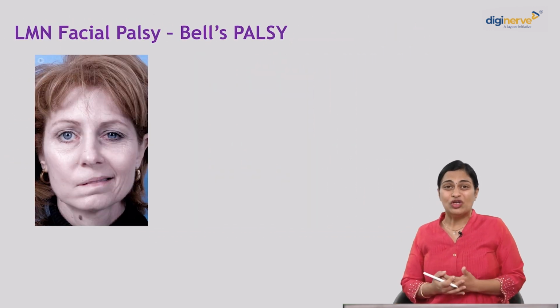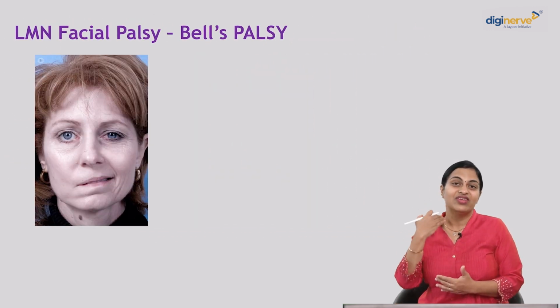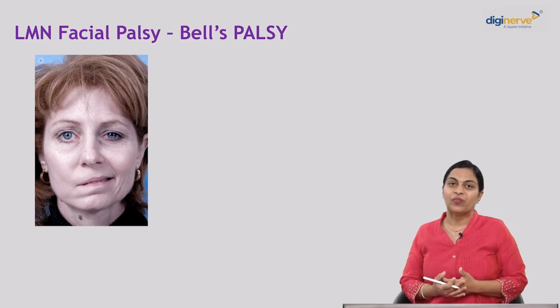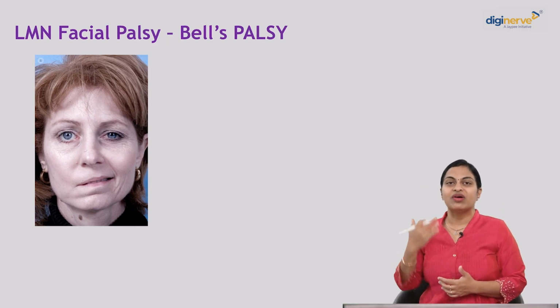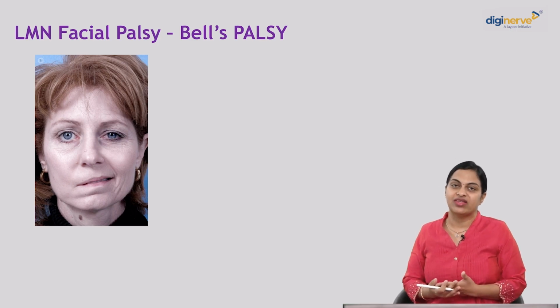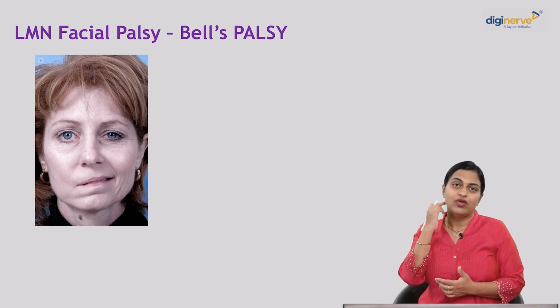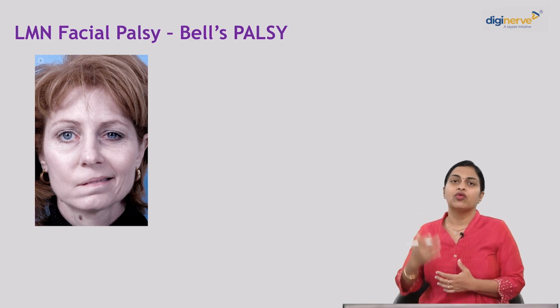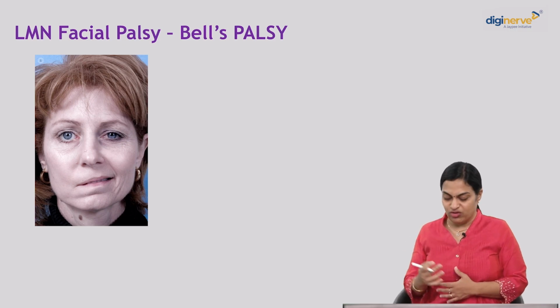When there is an injury to the facial nerve after it exits from the stylomastoid foramen, what will it lead to? Paralysis of the muscles innervated by the facial nerve, which we call Bell's palsy. Okay, we see that this exit of the facial nerve from the stylomastoid foramen is a bit superficial. So any trauma to that part of the nerve can trigger facial nerve injury.